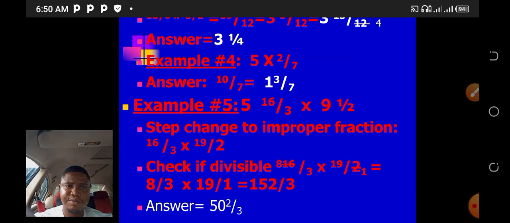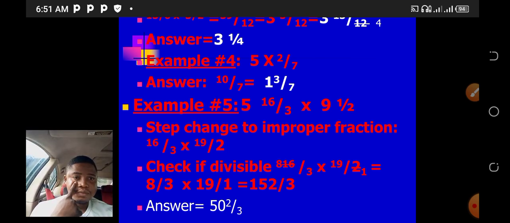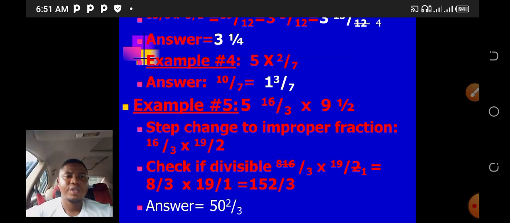We have 1. So remember what? 3 over 7. That is one number, 3 over 7. Now example 5. We have 16 over 3 times 9 whole number 1 over 2.